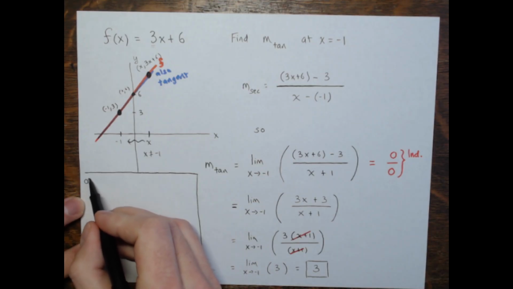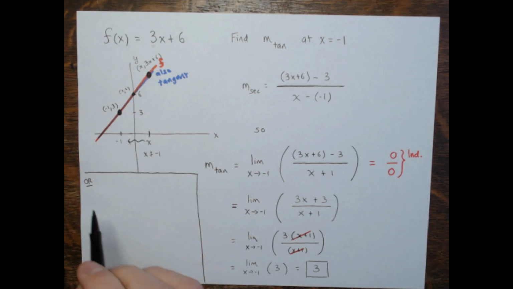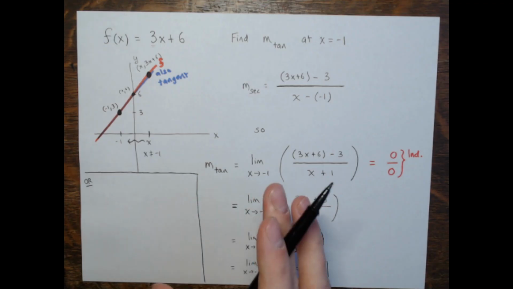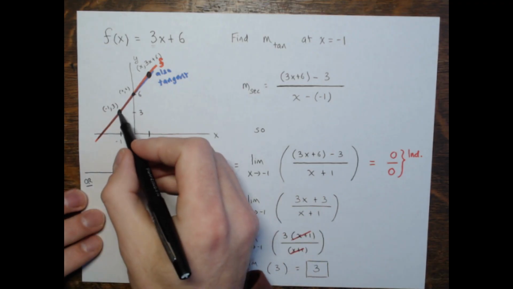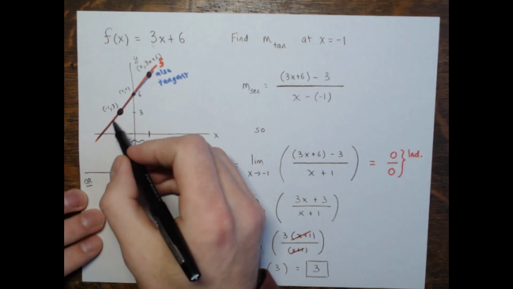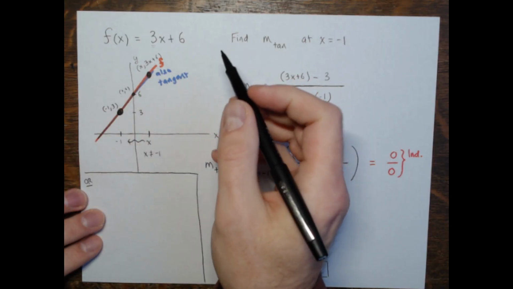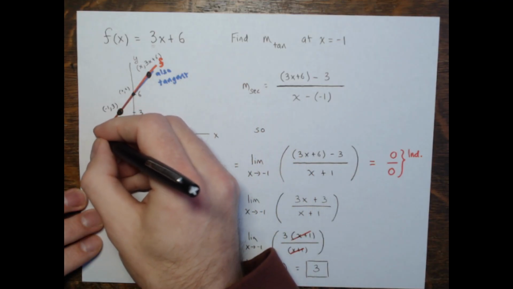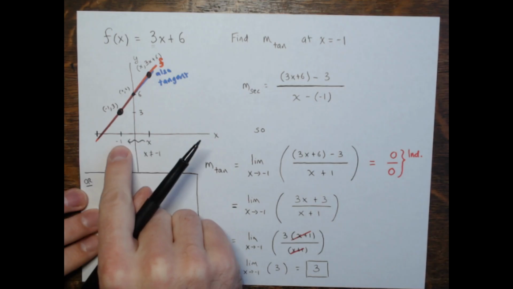I'll show you the other one. I said "or," so you don't have to do both. I'm just going to do both for this first one. And here was the point we care about. And then the tangent line is the line that goes in the direction that the curve is going in. So yeah, the other way to do this, here is -1.